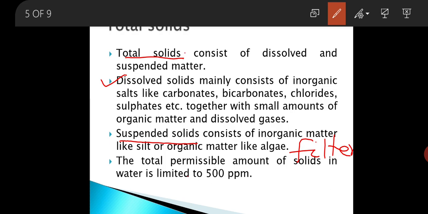Okay. Then the total permissible amount of solid in water generally is limited to 500 ppm. So this is about your total solid.